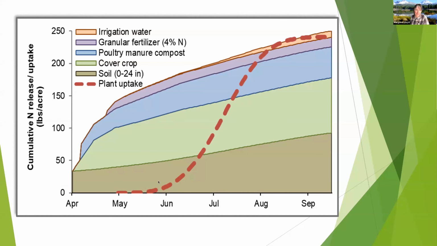So on the bottom here, we have the soil and the soil organic matter. So a lot about what Daniel just introduced. In this light green band, we have cover crops or crop residue. In this blue band, this represents a compost application of poultry manure. This purple band is a granular fertilizer at 4%. And on top, we have this orange band, which represents some nitrogen coming from the irrigation water.